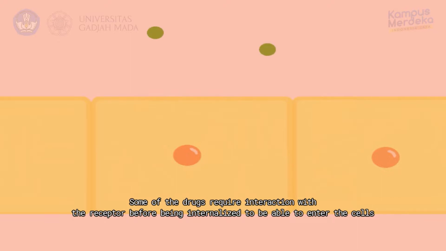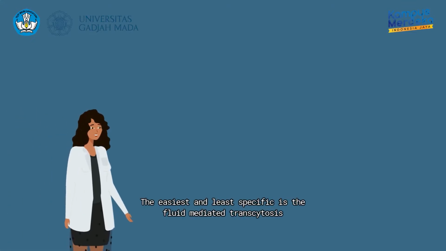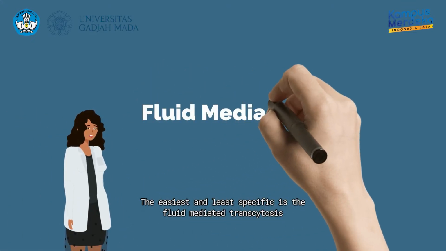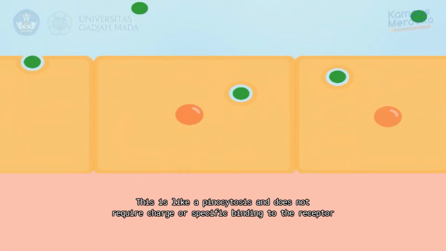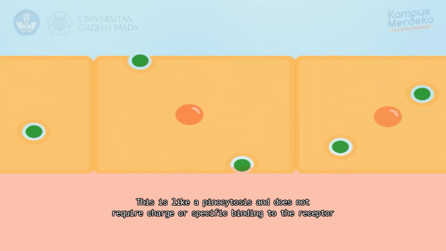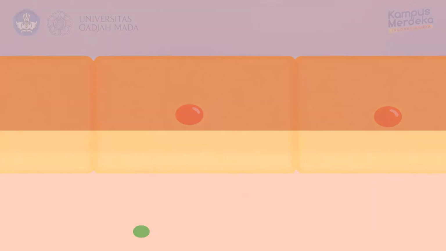Some of the drugs require interaction with the receptor before being internalized to be able to enter the cells. Once in the vesicle, drugs can be released or recycled back to the surface. The easiest and least specific is the fluid-phase transcytosis. This is like pinocytosis and doesn't require charge or specific binding to the receptor.